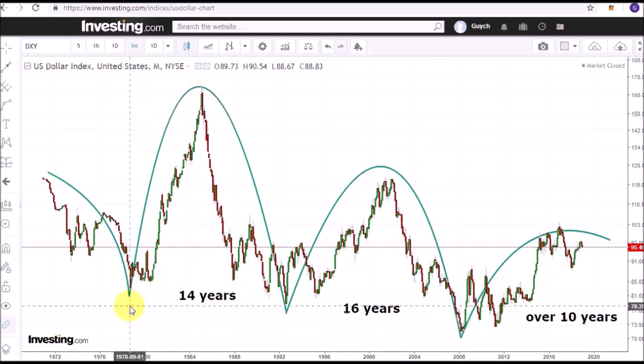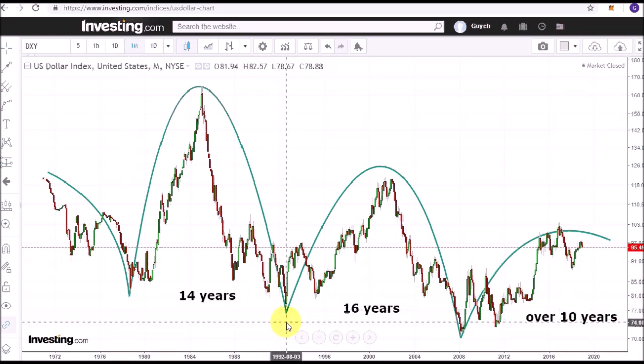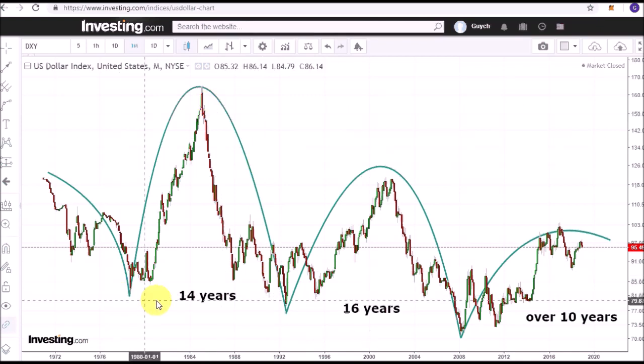One of them here, for example, lasting between 1978 and something like 1992. That gives us 14 years in that cycle. The next one finishing at about 2008. That gives us around 16 years in that cycle. So on average, around 15-year cycles seem to be shown on this chart.